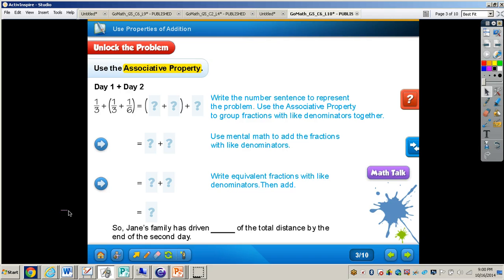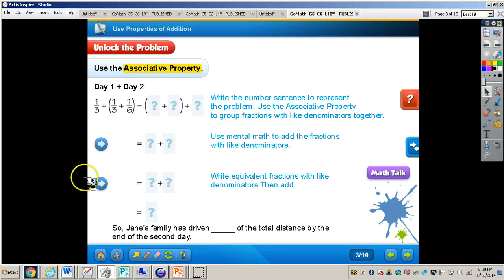Okay, so let's take a look at the problem on page 281. It says Jane and her family are driving to Big Lagoon State Park. On the first day, they travel 1/3 of the total distance. On the second day, they travel 1/3 of the total distance in the morning, and then 1/6 of the total distance in the afternoon. How much of the total distance has Jane's family driven by the end of the second day? And now what we're going to do, we're going to be using the associative property.